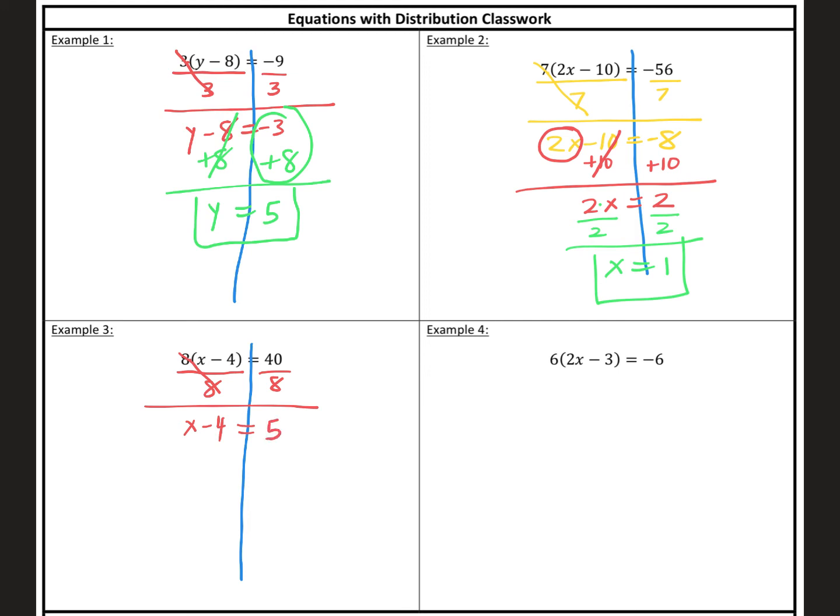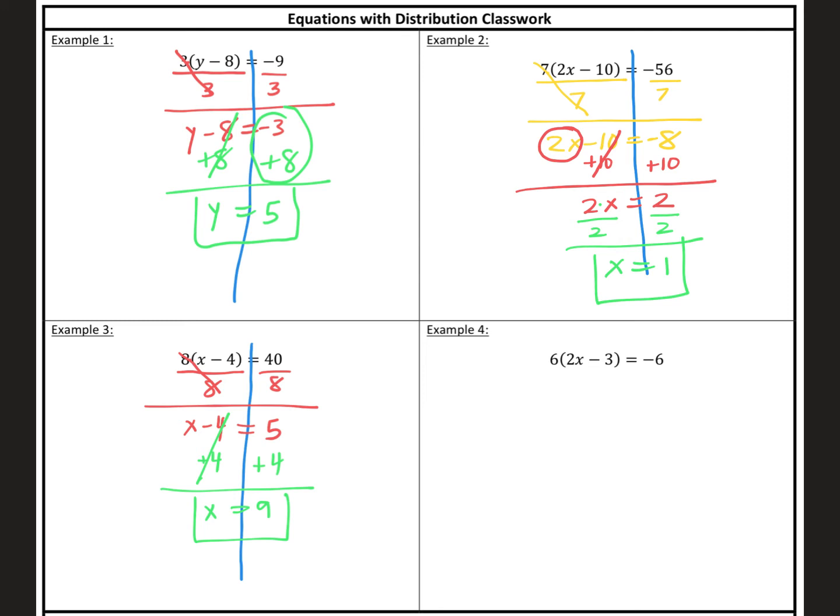it should be 5. Now we need to get x by itself, so I need to undo my negative 4. In order to do that, I'm going to add 4 to both sides. When I do that, we get x equals 9 as our final answer.